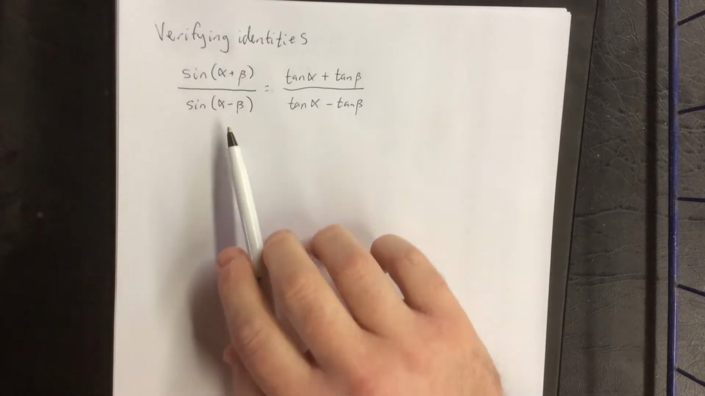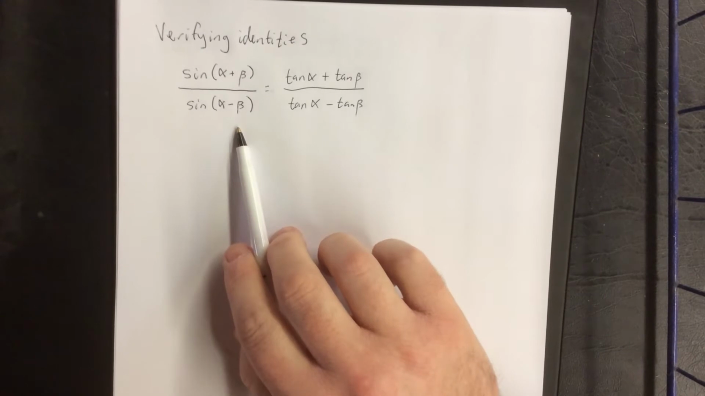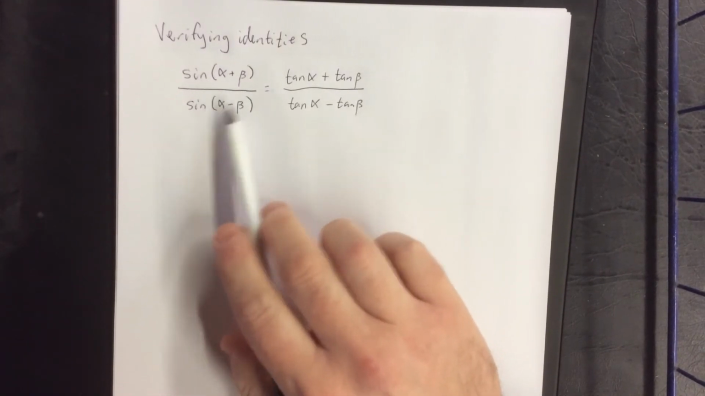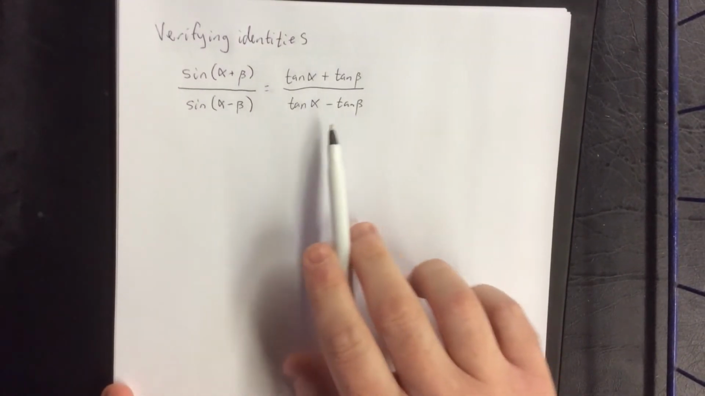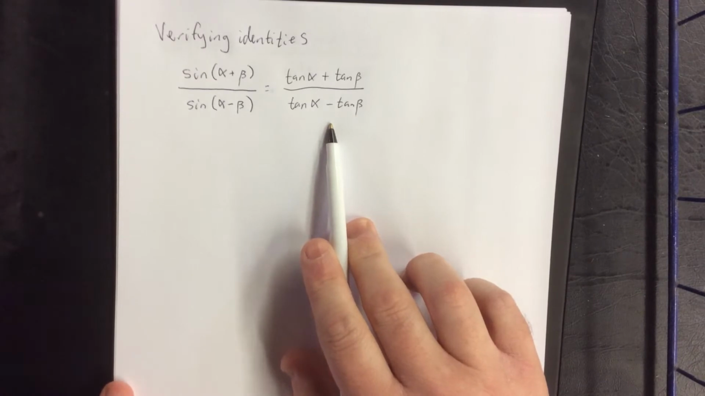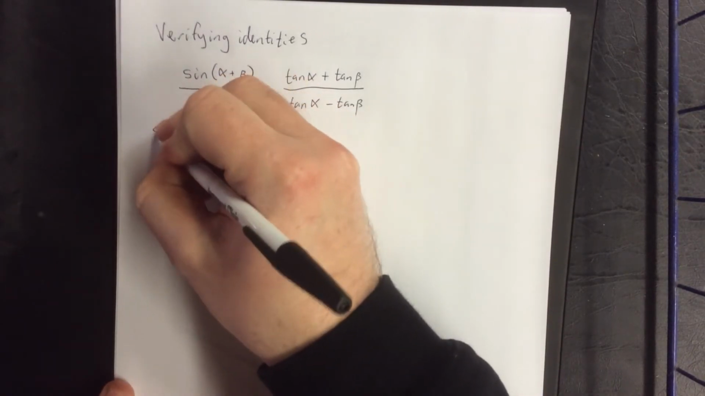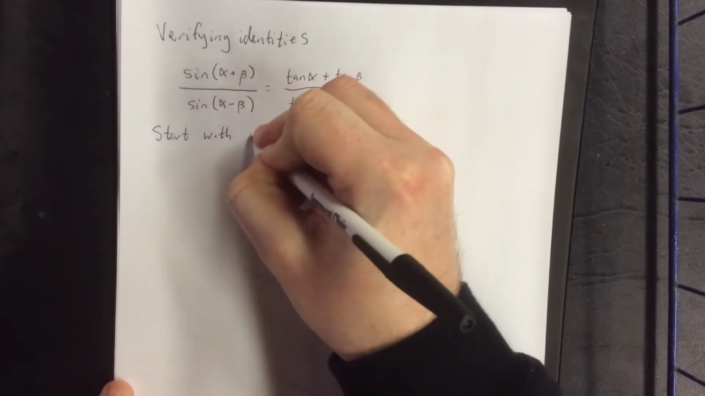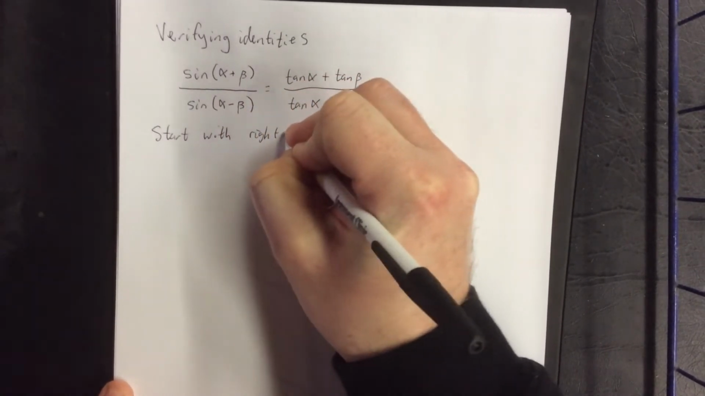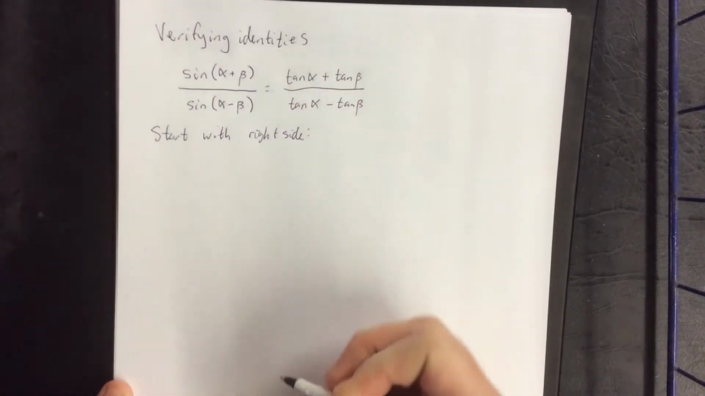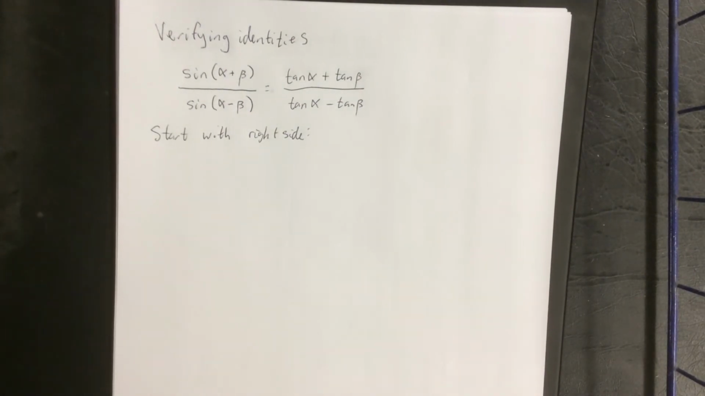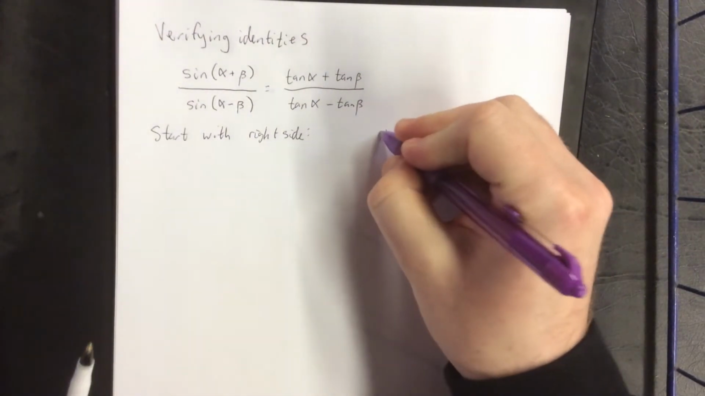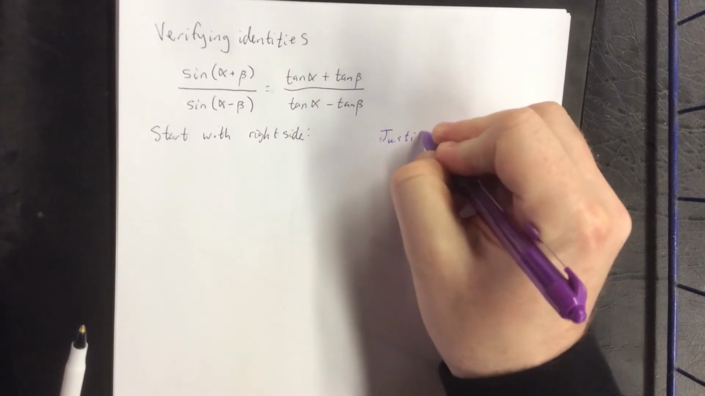Now, in this case, either of these sides we could work with pretty easily. We could start using sum and difference identities on the left side, or we could start using things like quotient identities on the right side. So what I'd like to do is start with the right side and see if we can turn it into the left side. And over here in purple, I am going to be providing justifications of each step.